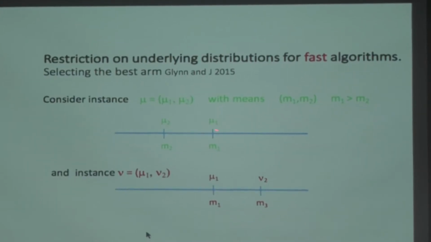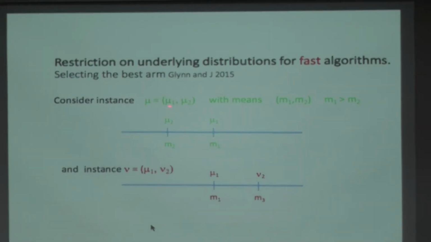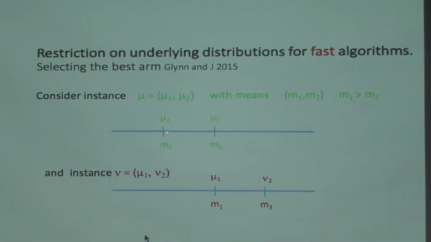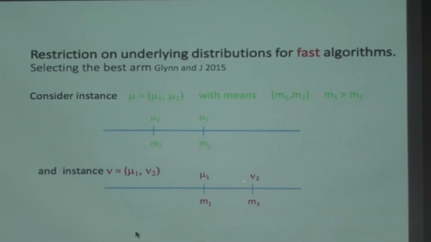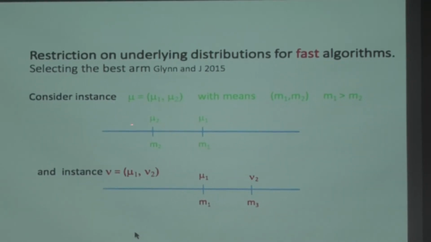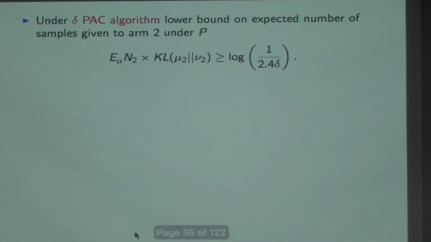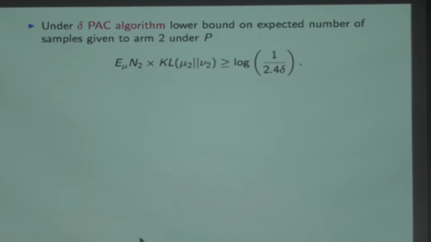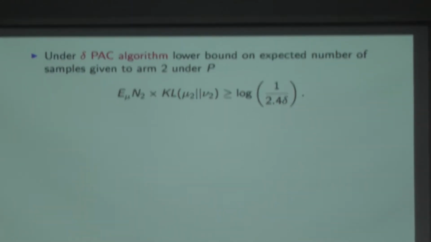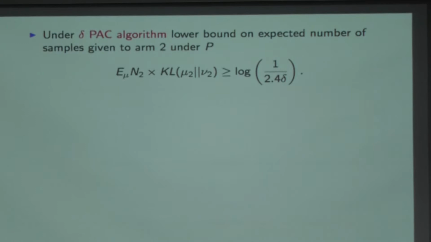Right? So the delta-PAC algorithm has to spend some time on this arm because it's worried that the data it's seeing from here could actually be coming from here as well. So it has to spend enough time here to become comfortable that this data is not coming from this arm here. Basically, it has to vary between these two arms. And that gives a constraint that E_mu of N2 times the Kullback-Leibler between mu2 and nu2 should be large enough to control the error if the data was coming from nu and it concluded that it's actually coming from the measure mu.